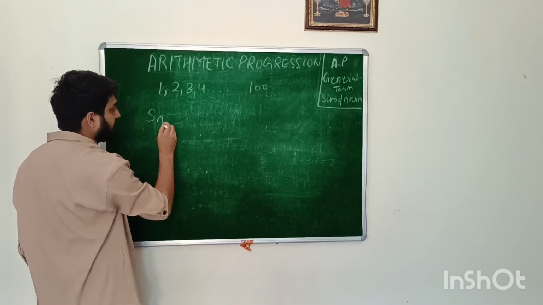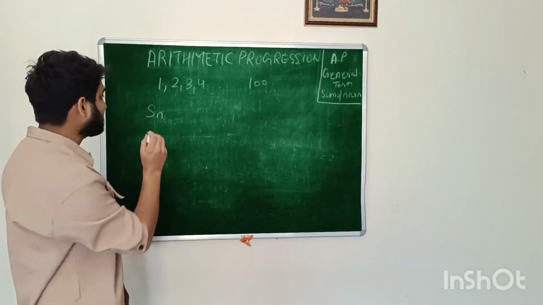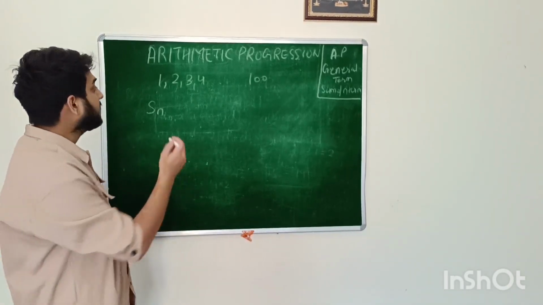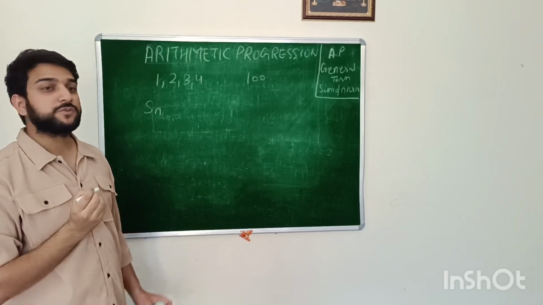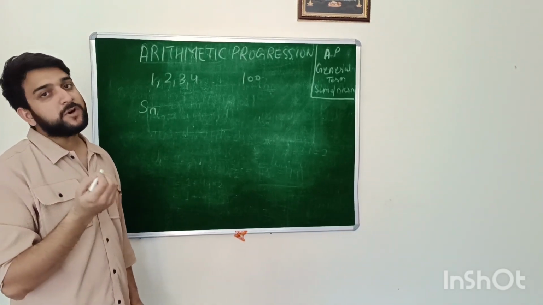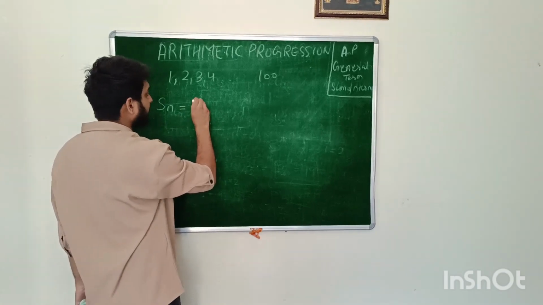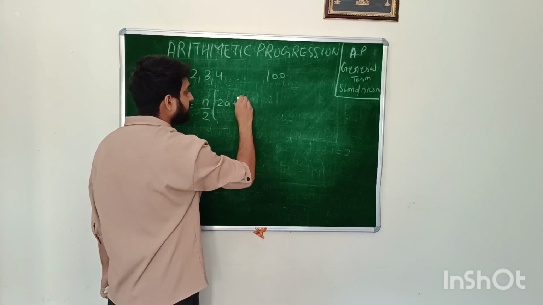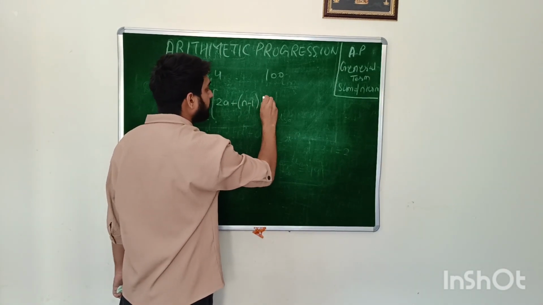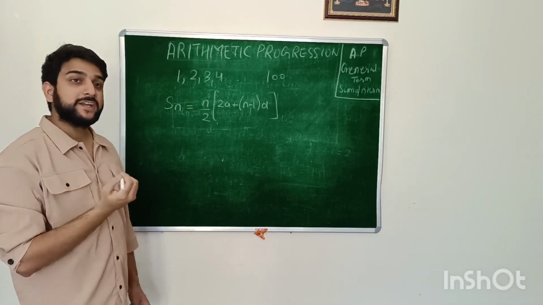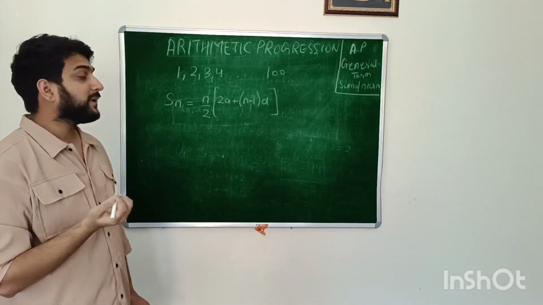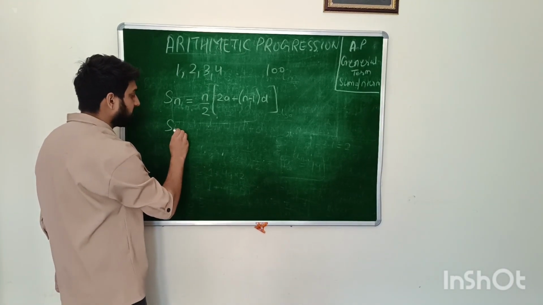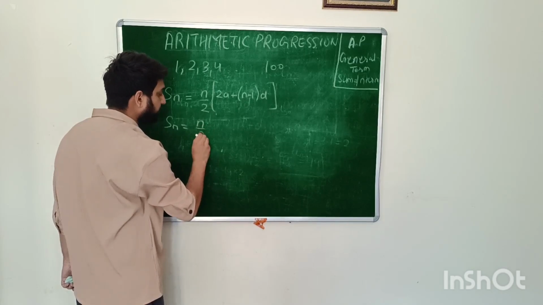So it is Sn. We are representing the sum by Sn here, and n represents the number of terms of an AP. Here we have 100 terms in this AP, so we are going to find the sum of 100 terms. So Sn is equal to n upon 2 into (2a plus (n minus 1) into d). With this formula we can find the sum of these 100 terms, but there is also another formula for this. So here Sn is equal to n upon 2.